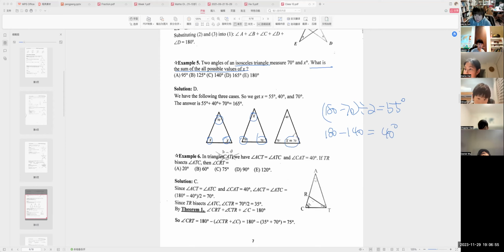X equals 70. Don't you agree with me? There is a possibility that x is actually equal to 70 as well. It doesn't mean x cannot equal 70. Who said that? So if x equals 70 and the other one, that's why x has three different options. So 55 plus 40 plus 70 equals 165. This question is very easy. A lot of students give the answer as 95.